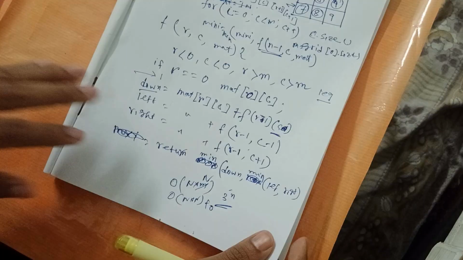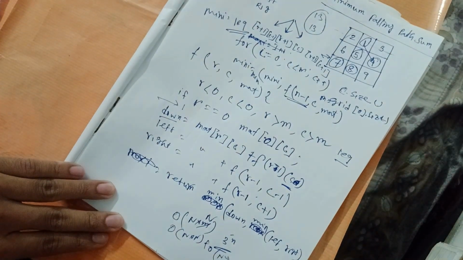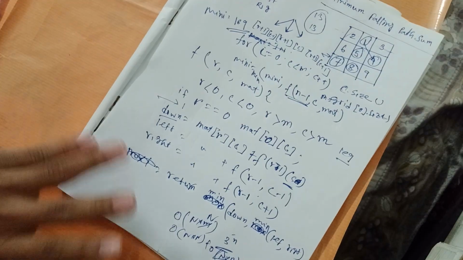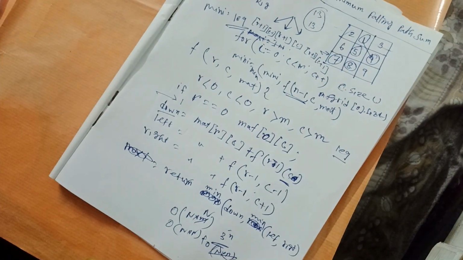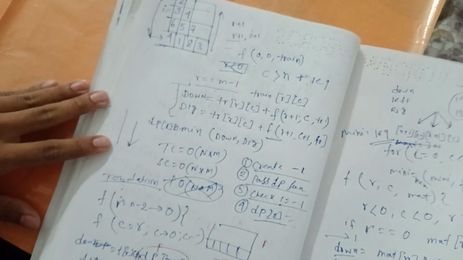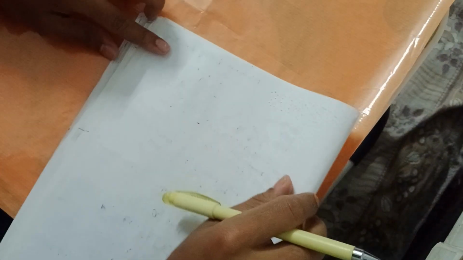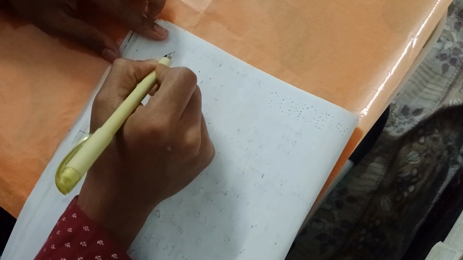Okay. So now we come to tabulation, because I don't want to write the extra space. Okay, I want to remove it. So what do I do? I do tabulation. First of all, in tabulation, write the base case. What is my base case?